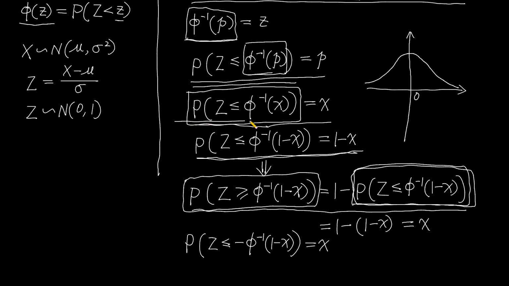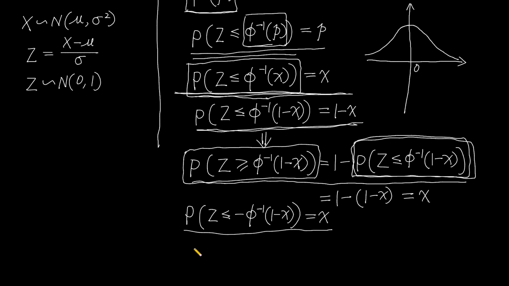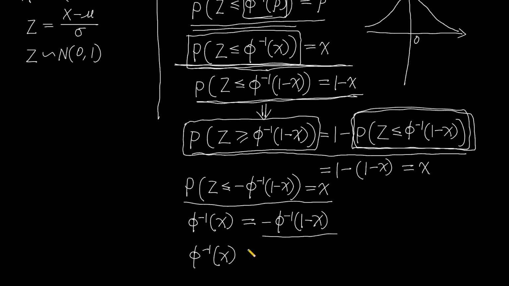Compare this and this. We can get this equals negative this. So they are equal. Now we move this to the left. We can get this plus this is 0.